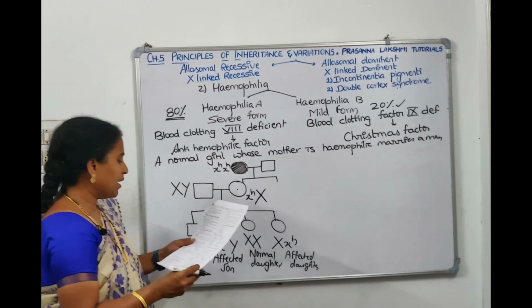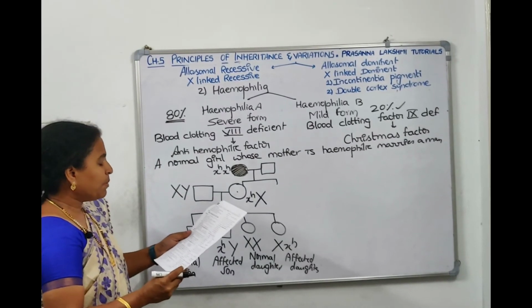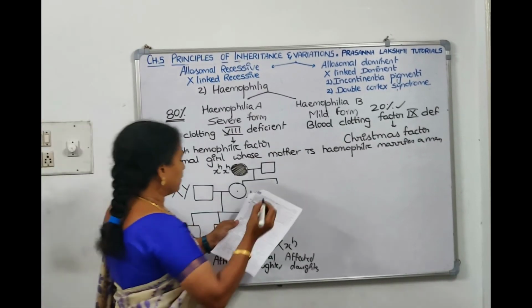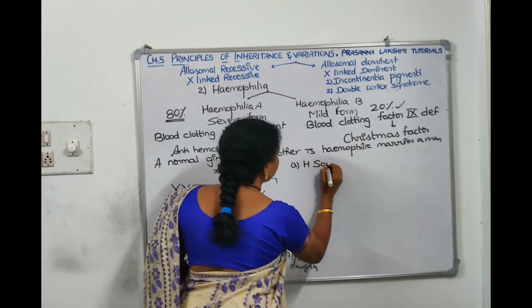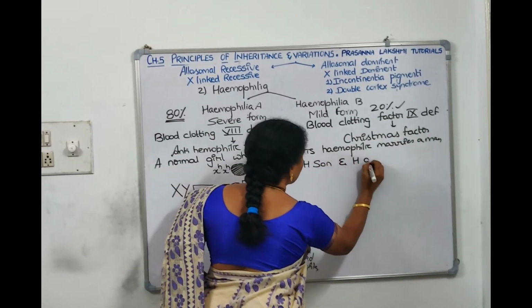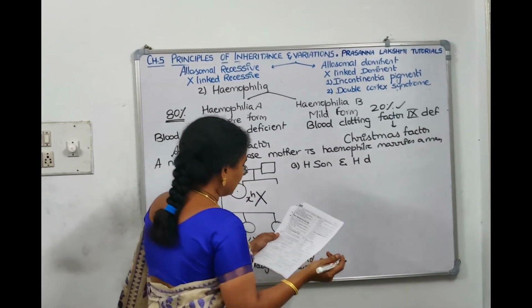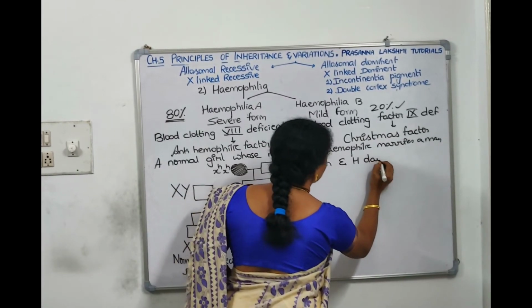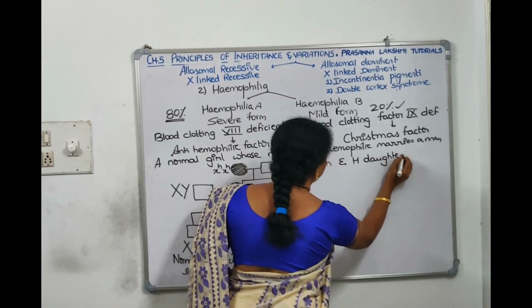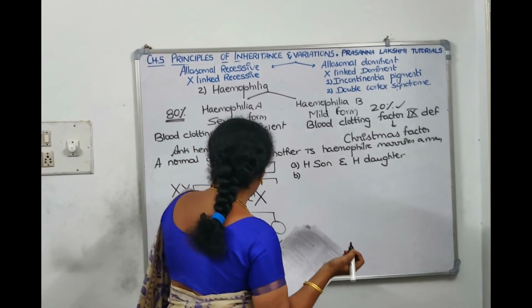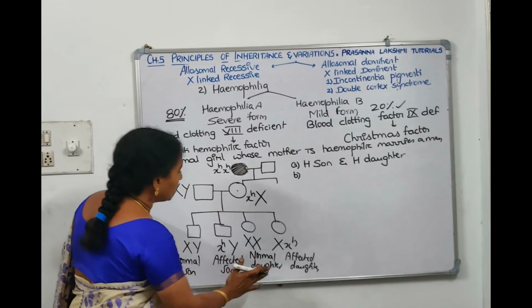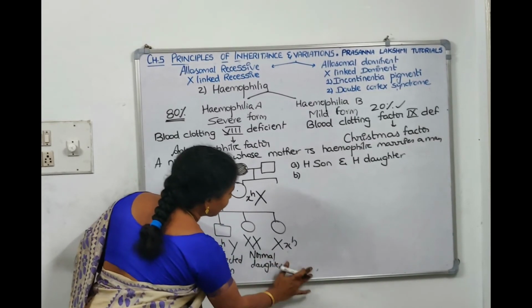Now the question they have asked is, what will be the possible phenotypes of an offspring? The first option they gave is hemophilic son and hemophilic daughter. The second option they have given is hemophilic son and carrier daughter. I'm sorry, this is a carrier daughter, right?